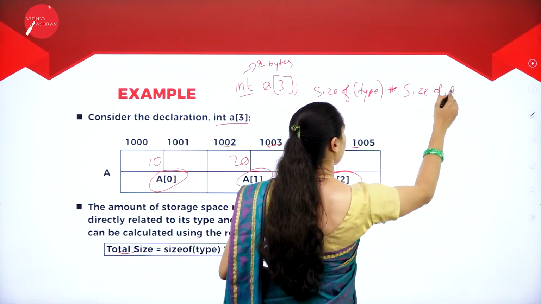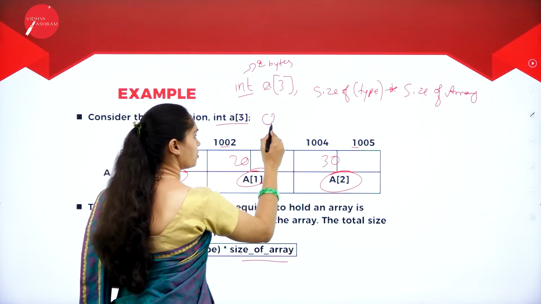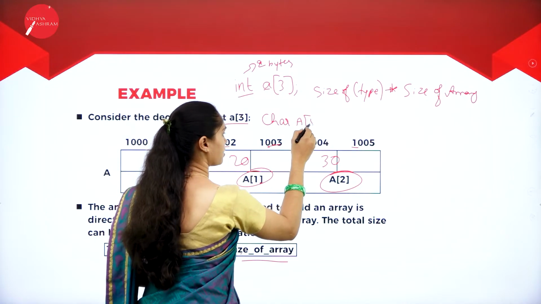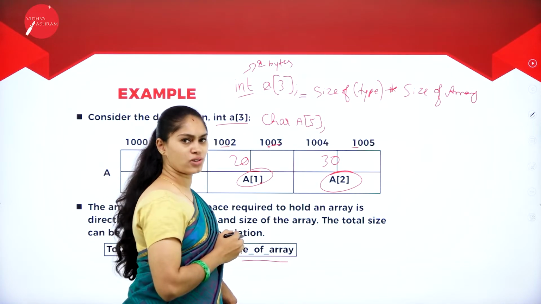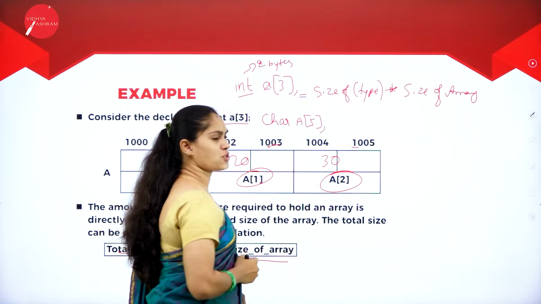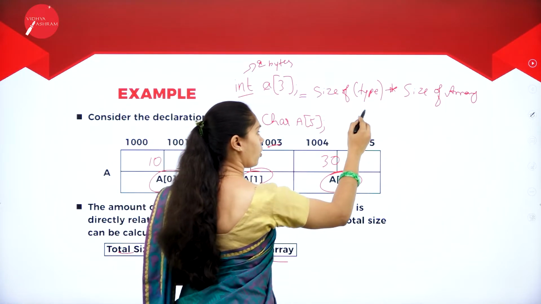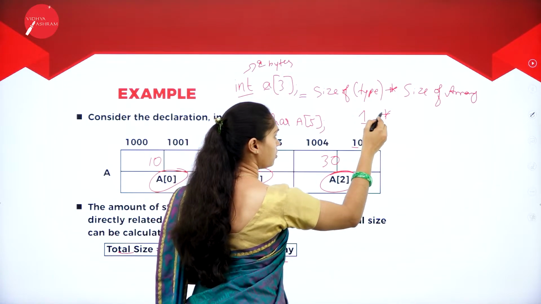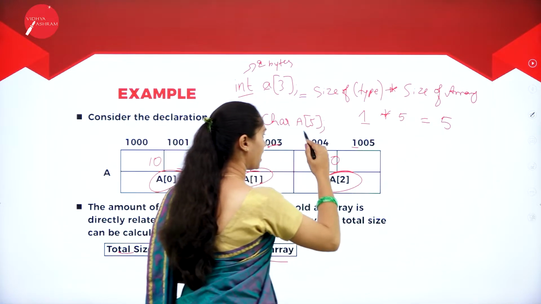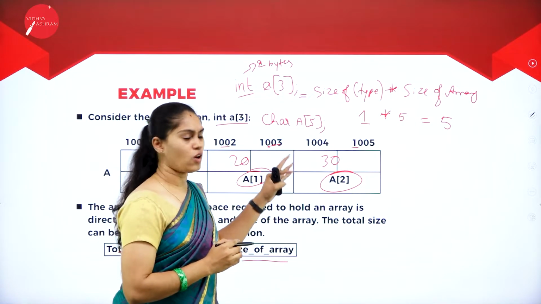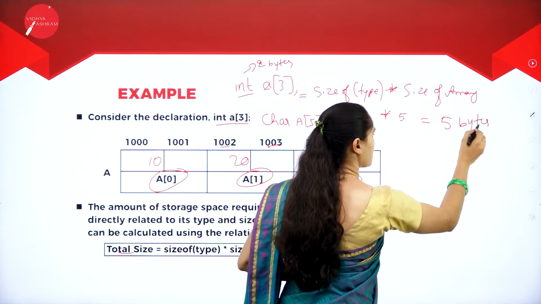Let me consider the previous example. There the declaration was char A of 5. It is going to hold 5 elements. See how to find the total size. Total size is equal to size of type. Which type is it? It is character. Then how many bytes will it take? 1 byte for each element, into the size of the array, which is 5. So in order to hold the 5 elements of a character data type in memory, it requires 5 bytes of memory space. That's it.